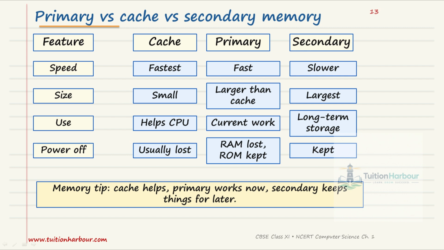Remember the comparison. Cache is the fastest and smallest memory. Primary memory holds current work and is faster than secondary memory. Secondary memory has the largest capacity and keeps data for long-term use.